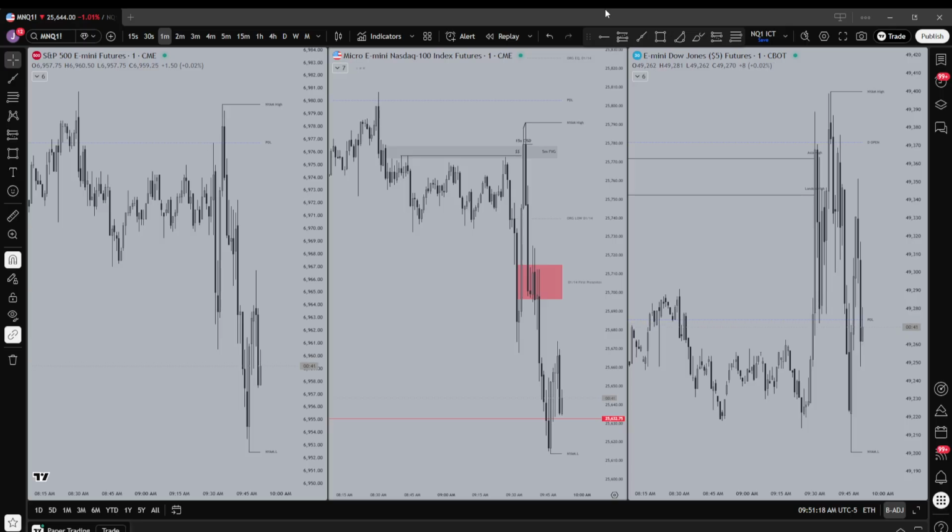2 minute, 1 minute gap tap. Also a 3 minute. We have a 5 minute still unfilled above. I think that 5 minute just got made actually.